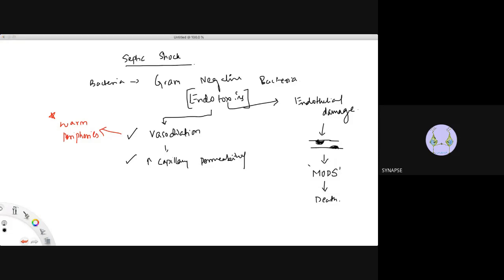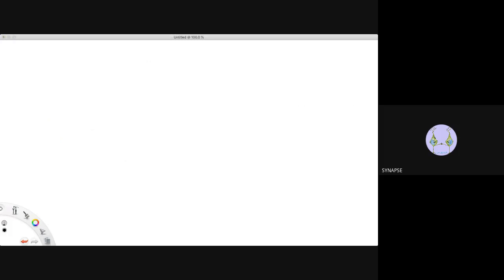So one thing to be remembered here is the warm peripheries. Don't forget. Now, what will be the clinical features of septic shock? Sepsis, so infection: you will have fever, chills and rigor, and warm peripheries here. Then you will have decreased BP as usual, which is a feature of shock, and some infective foci will be there. There could be a diabetic foot, necrotizing fasciitis, or some focus of infection.